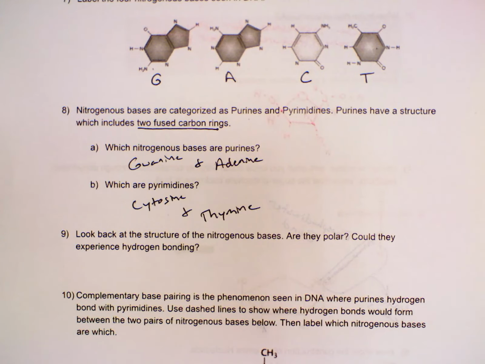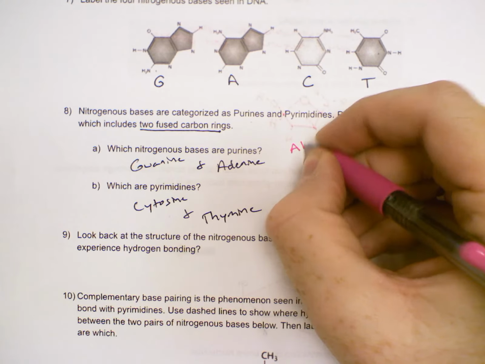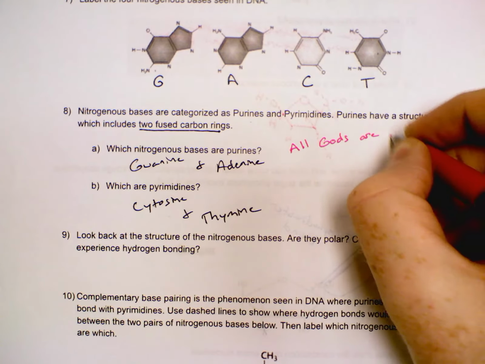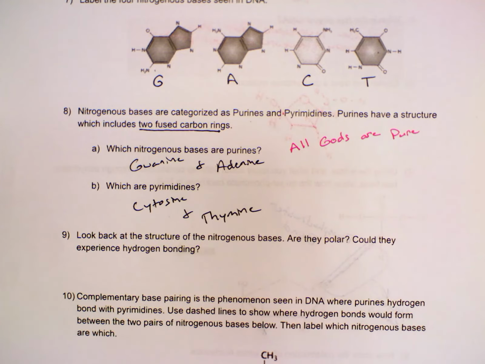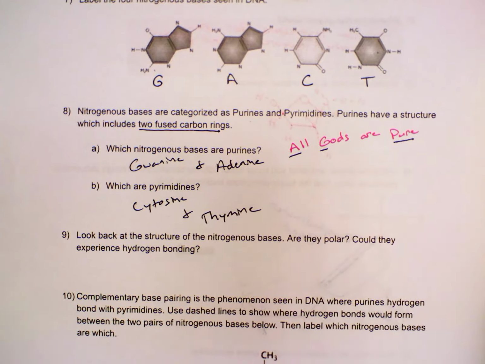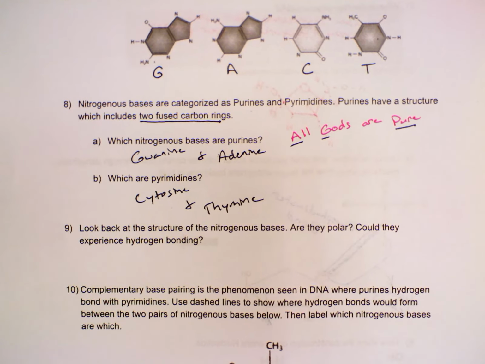Now, I remember back whenever I was in school, I had a teacher that told me this, and it always stuck with me. How do you remember the purines versus the pyrimidines? And he said, just remember that all gods are pure. Okay? So, adenine and guanine are purines. I don't know if it'll help you. It helps me. I'll never forget that.